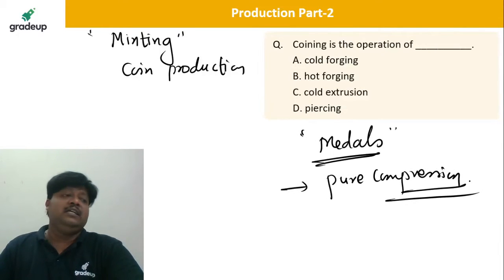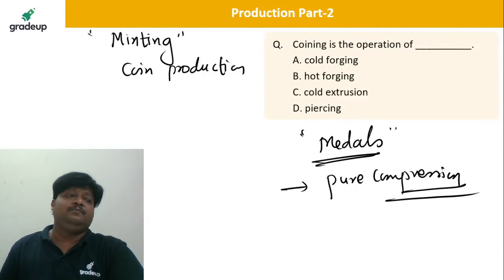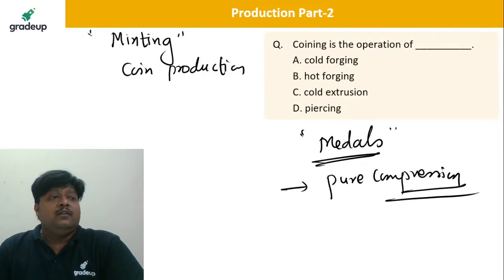Yes, tell me the answer. It is a forging process. Yes, it is a cold forging process, dear students. Coining is generally carried out at normal temperature. Cold forging, below the recrystallization temperature of the material, we are doing that process. Subramanian, very correct. Shivani, very correct.